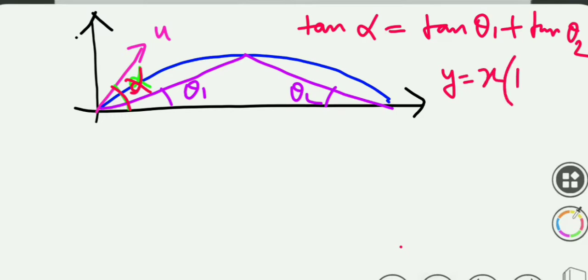I also proved a special variety of the equation of trajectory: y is equal to x tan alpha into 1 minus x by R, where R is the range. Here x and tan alpha appear together. So let's prove it.